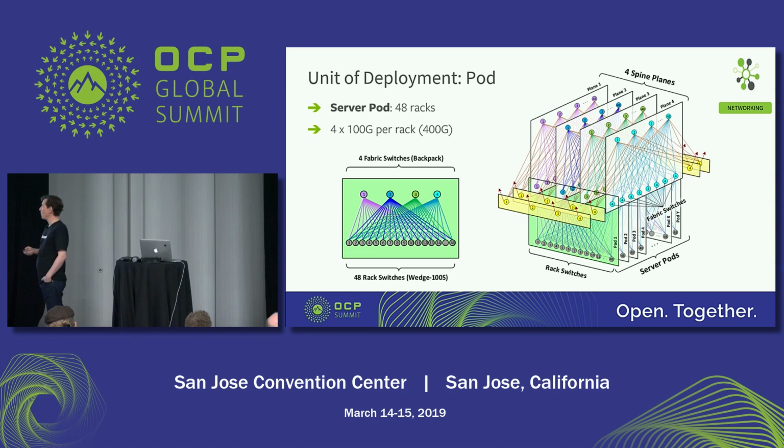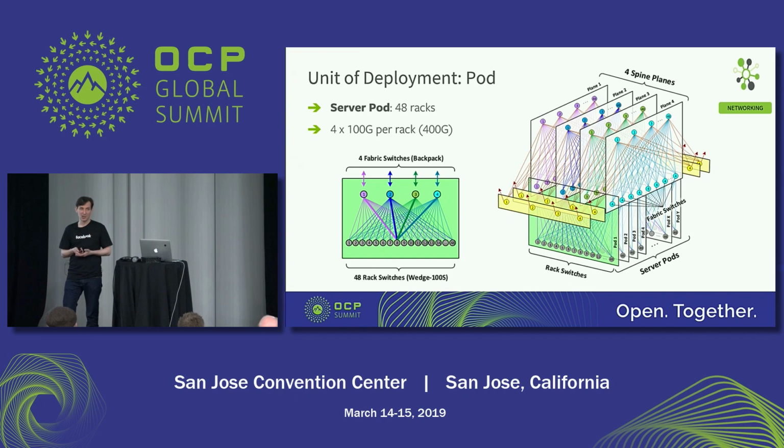Each rack has 4 100 gig uplinks, one to each of the fabric switches. So essentially, this gives 400 gig connectivity per rack. The fabric switches, we call them FSWs, facilitate communication from the pod to all other pods in the fabric. This is pretty much the way for the pod to go out. They also facilitate the intra-pod communication between the racks.